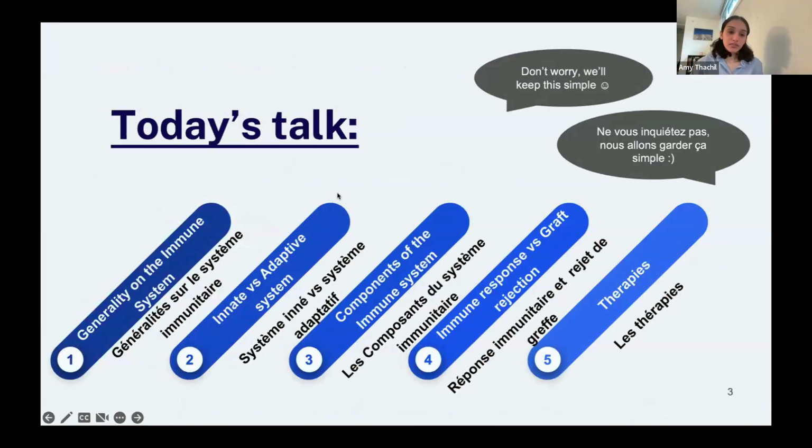So just a bit of an agenda for today's talk. We're going to begin by giving you an overview of the immune system, what it is, what its targets are. We're going to talk a little bit about the innate and the adaptive immune system, which are the two large arms of the immune system, and the different cells that compose these two systems. We're going to talk about the different immune mechanisms that are involved in transplant rejection as well as transplant tolerance. And finally, we're going to get into some of the immune modulating therapies that are used in transplant to control the immune response against a transplanted organ.